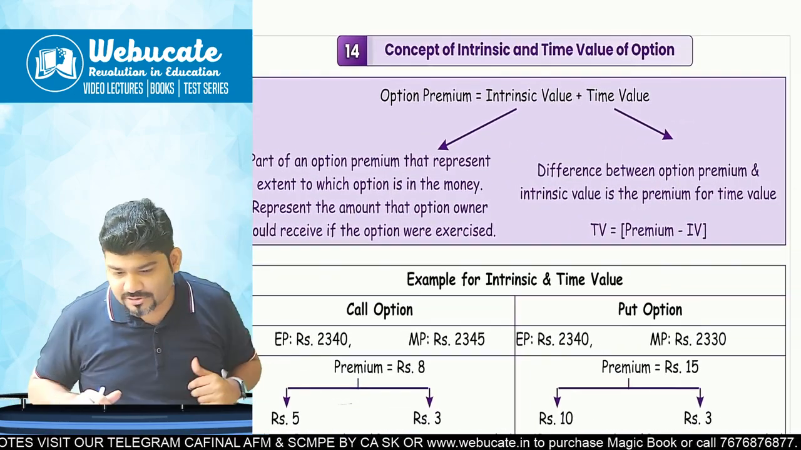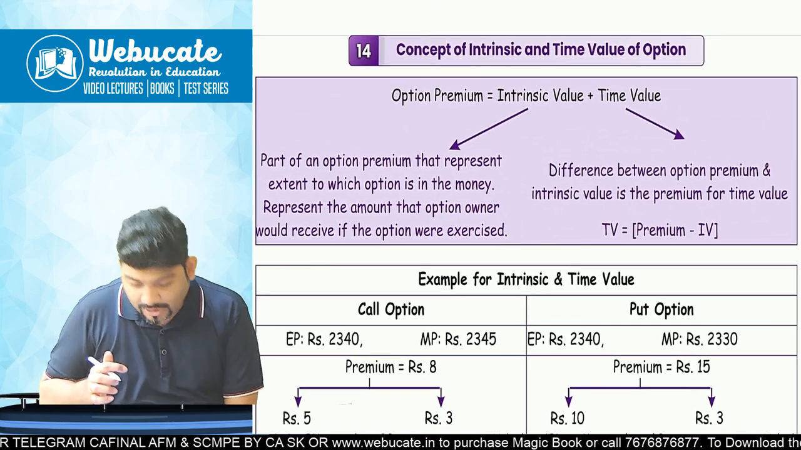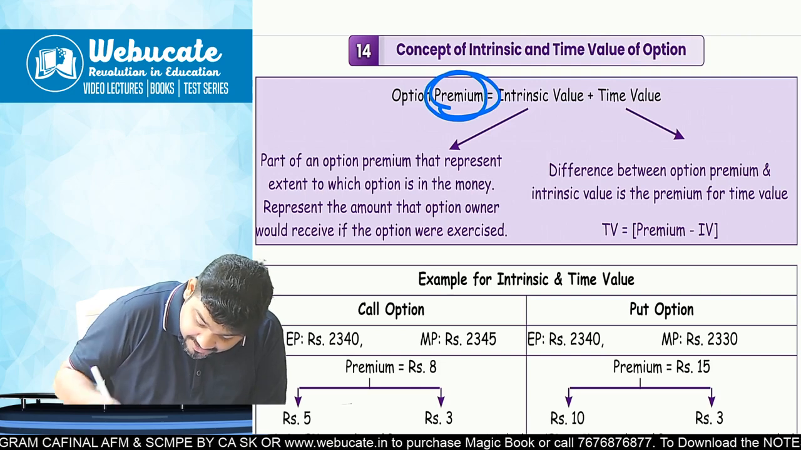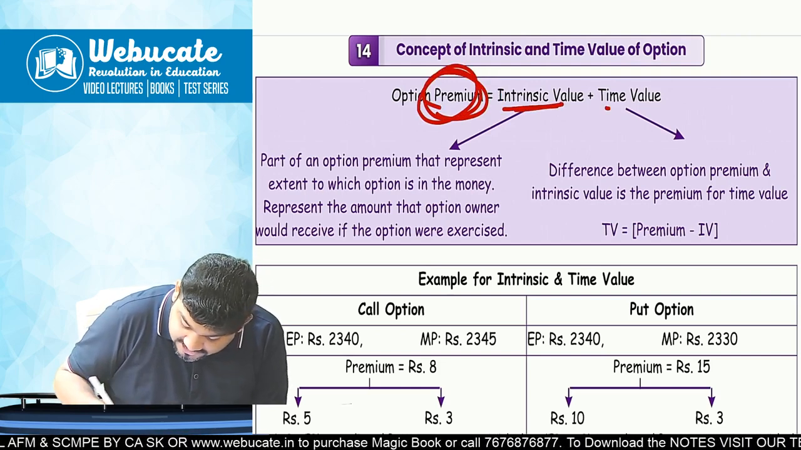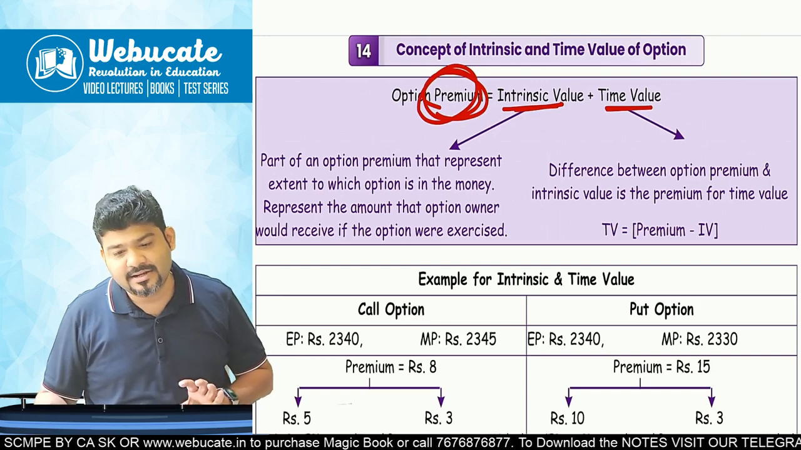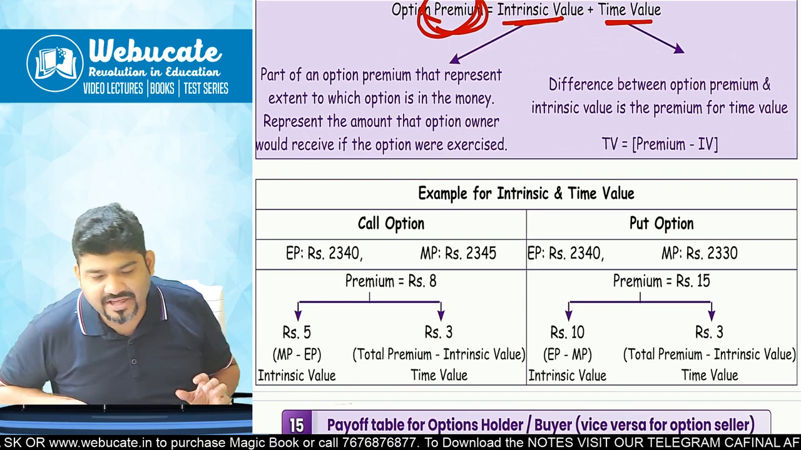Now we come to the next concept, that is intrinsic and the time value of money. What is this? This is the option premium working. So the option premium has two components. One is called the intrinsic value and the other is called the time value. I'll explain with an example. It will be very clear easily.